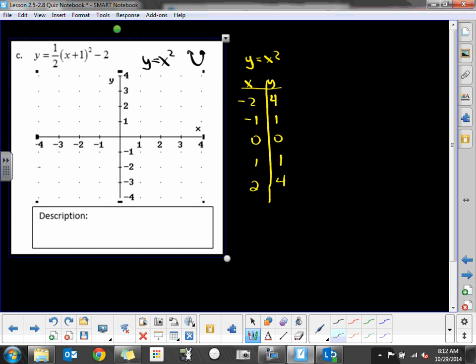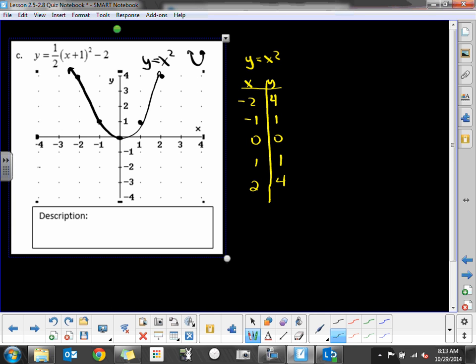Whatever our input is, we square it. When we square a negative, we get a positive. So that's the ordered pairs of our original parent function. It is the U-shaped curve with these ordered pairs kind of defining the shape. Okay.